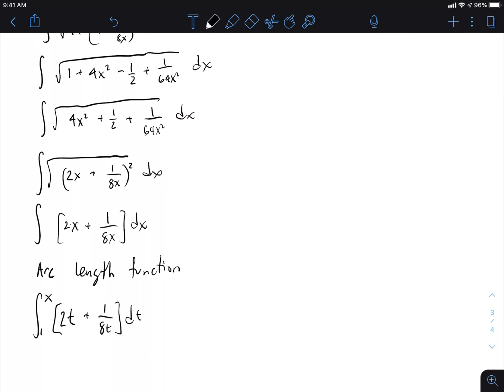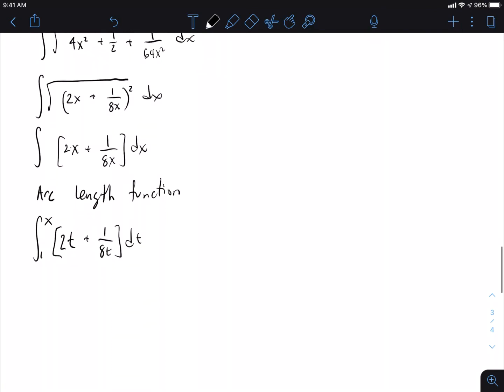Okay, so it's still the same function. It's just that the function is now changed to t, because when I take the integral to find the arc length, I'm going to be able to go from 1 to whatever that terminal x value is. Okay? Because that x value is going to be some concrete number. Does that make sense?